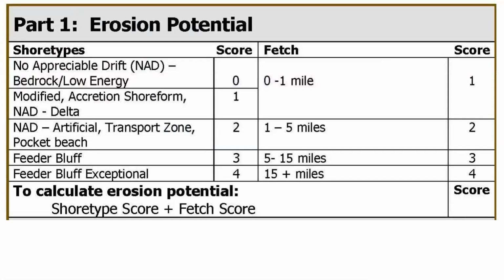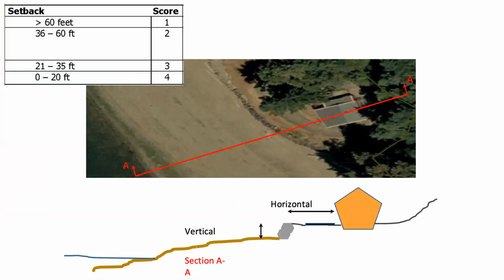So moving quickly on, we get to our setback score. From your site geometry observations, how far is your structure set back from the top of the slope, if you happen to be in a bluff or a low bank site, or from the ordinary high water in a no bank site? So find the corresponding score from the infrastructure setback portion of the table.